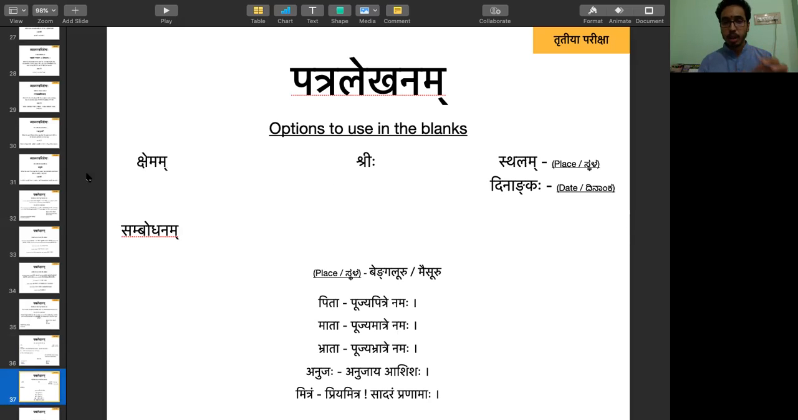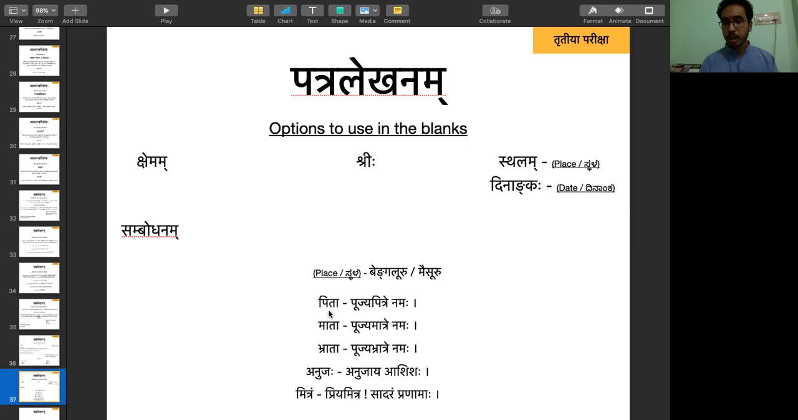So, what to fill here? Kshemam, Shrihi, Sthalam. Don't forget Kshemam, don't forget Shrihi. Sthalam can be Bengaluru, Mysuru, Dharwad, etc. Dinanka is the date when you write. Please use practical knowledge and write proper dates. Sambodhana, this is something that is important.